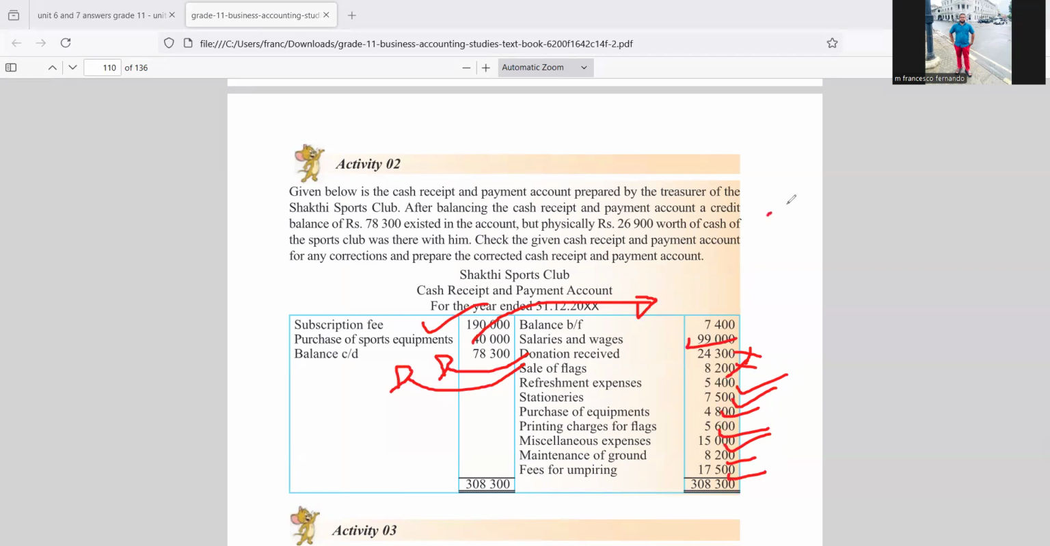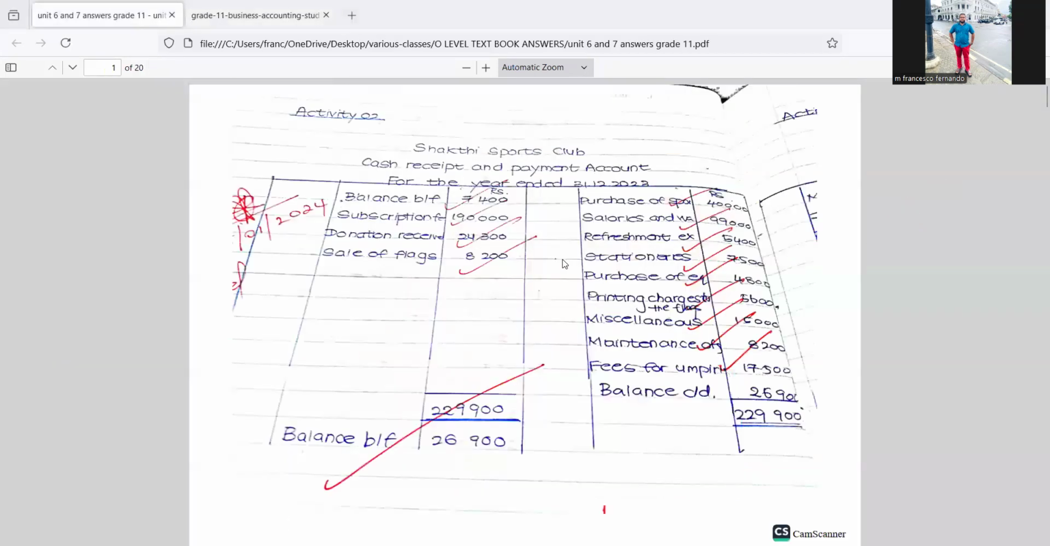So here there are three errors. What are those three errors? The purchase of sports equipment should come to the credit side because it's a payment. Donation received and sale of flags should come to the debit side because it is a cash receipt. So now I will show the answer. So this is the answer. Finally, you will end up with 26,900.